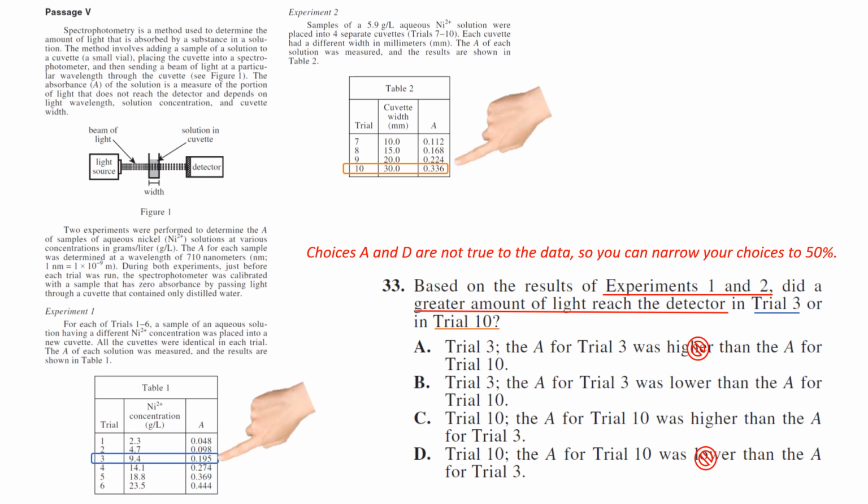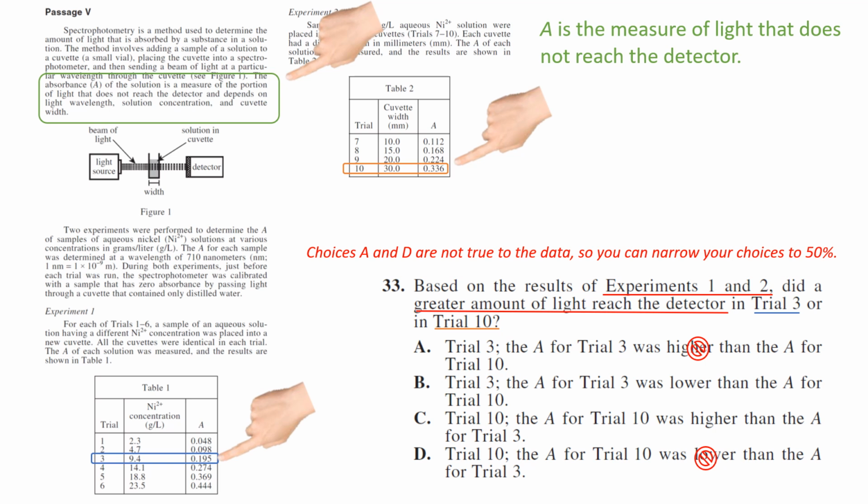Now this one you've got to think about a little bit. It tells us what absorbance is. Absorbance is the measure of light that does not reach the detector. So on a timed test, if you're running out of time, this one might confuse you a little bit. So think about it this way. In trial 3, 0.95 does not reach the detector, so about 0.8 does. In trial 10, 0.336 does not reach, so about 0.7 did reach. We want to know which one had the greater amount of light that did reach the detector. That would be trial 3, so your answer has to be B.